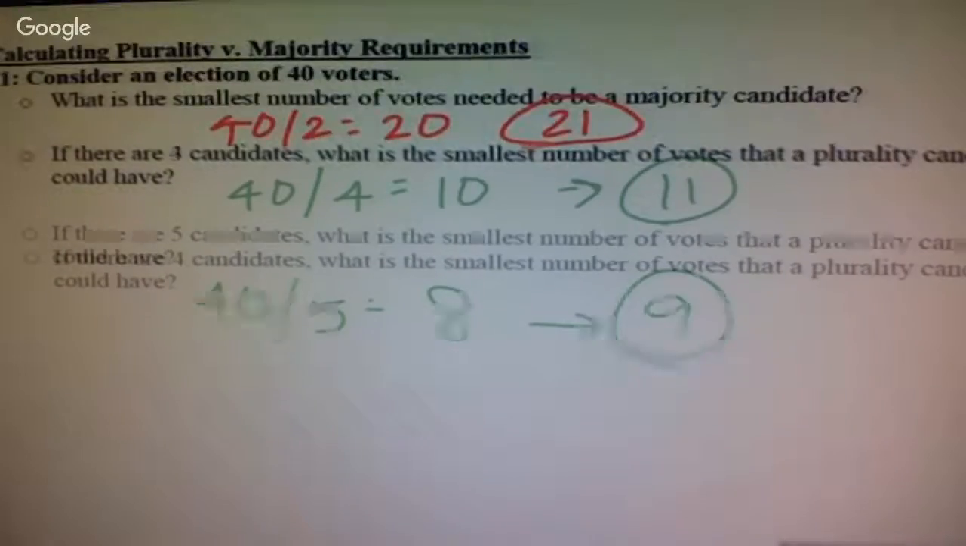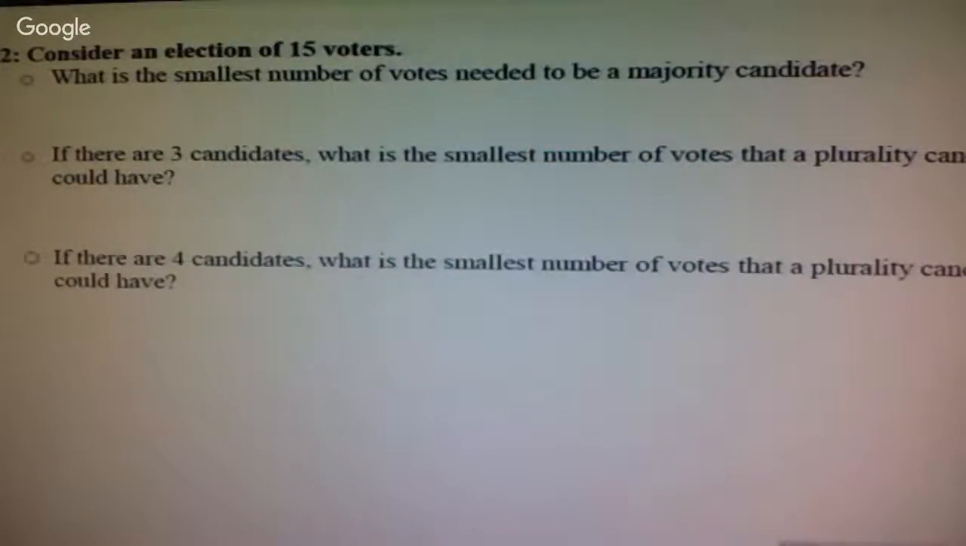This is it, last page, friends. Actually, try this one on your own before we go over it. Same idea that we just did with the 40.